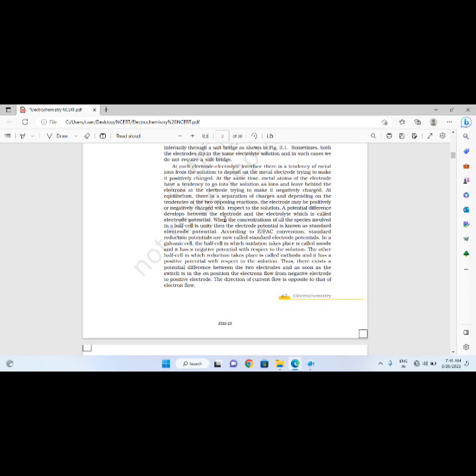Here the typical example of the electrode potential is given. The potential difference developed between the electrode and the electrolyte is called the electrode potential. When the concentration of all the species involved in a half cell is unity, then the electrode potential is known as the standard electrode potential.